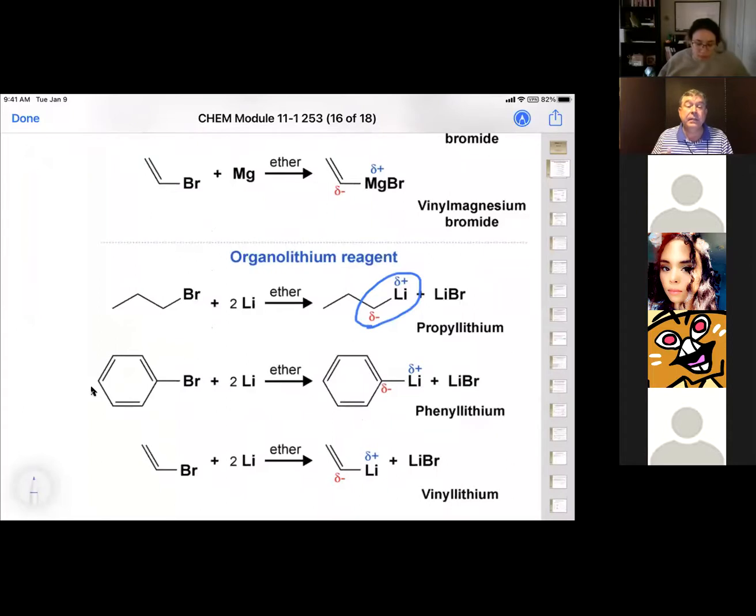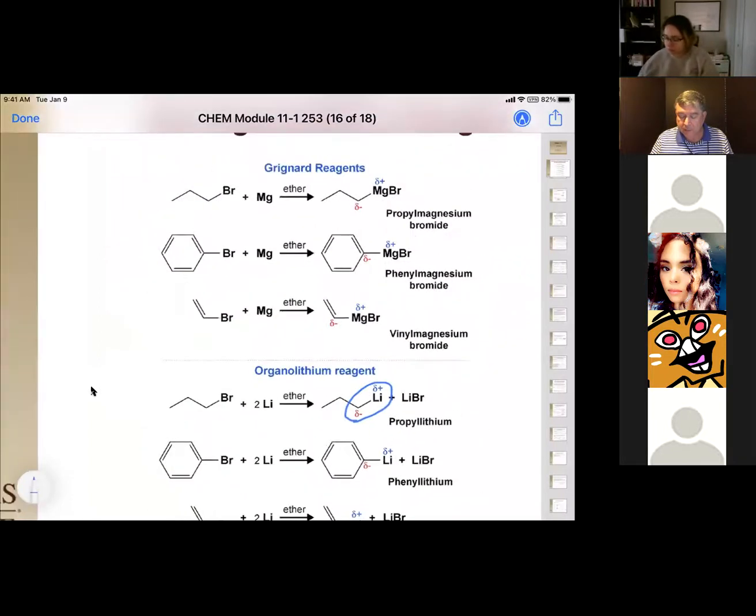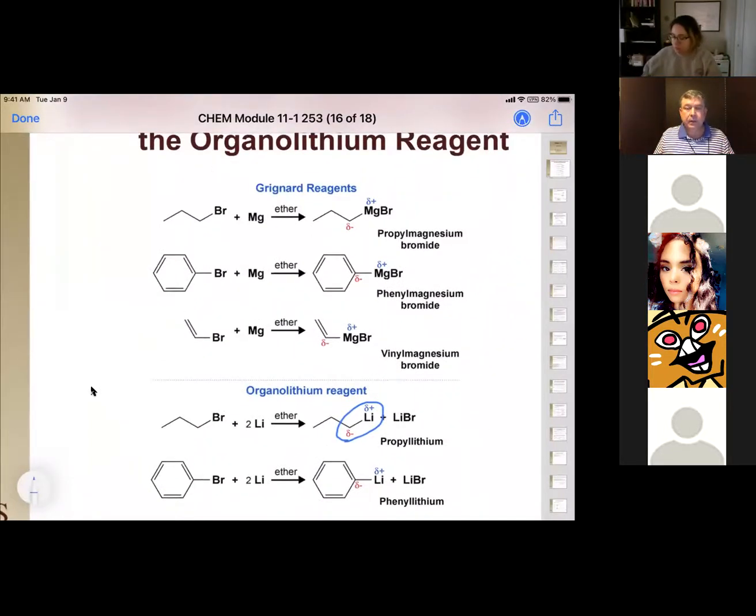In that case, lithium was less electronegative than carbon, therefore the partial negative charge resides on carbon. Okay, so we're going to take advantage of that partially negative charge on carbon to do some really cool chemistry and use that carbon as a nucleophile. But we can do it with other reagents other than lithium. There's a reagent we can use with magnesium that creates that same type of polar covalent bond where the negative charge resides on carbon. And we call these Grignard reagents.